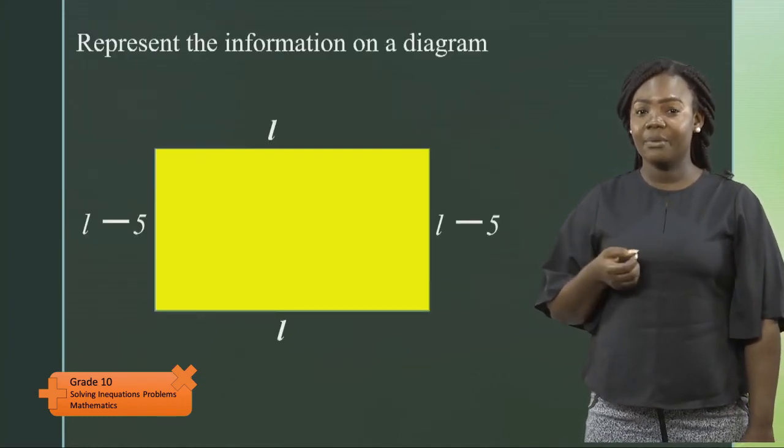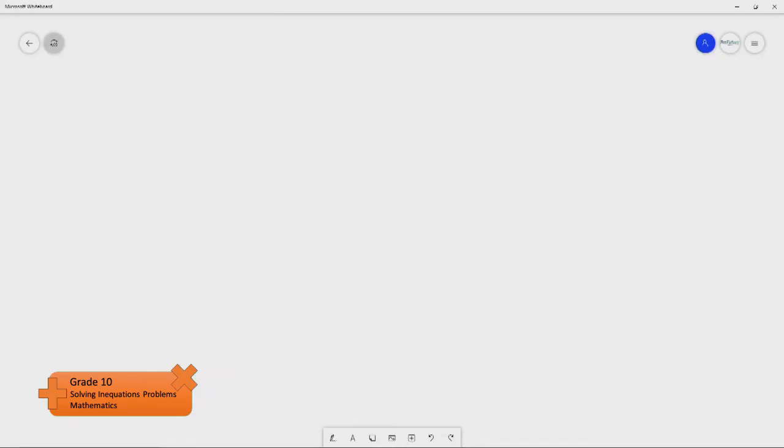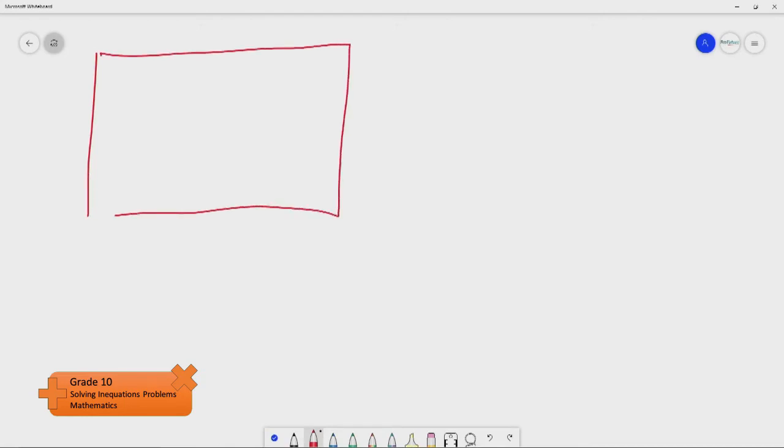First, we represent the information given on a diagram. Now, the example said, the width of a rectangular room is 5 meters shorter than its length. If its perimeter must not exceed 38 meters, determine the greatest length the room can have. So first, we want to have a representation of this room. So let's draw a little rectangle to represent this room. So there we have our room. We know that the length is L, but the width is 5 meters shorter.